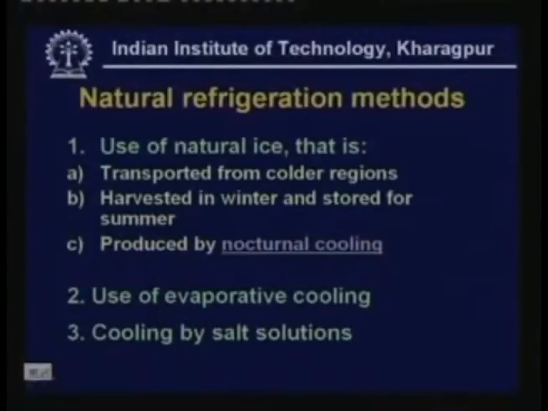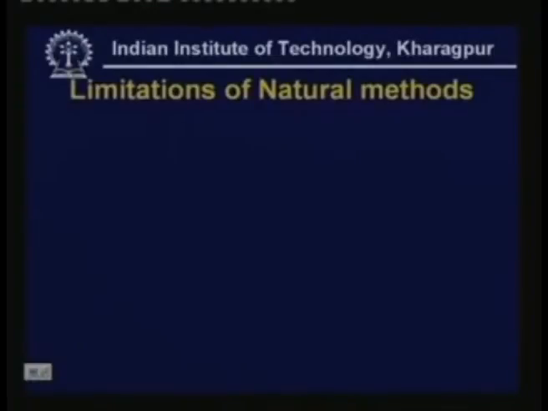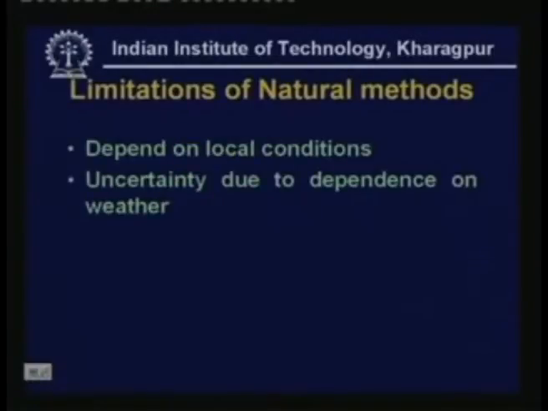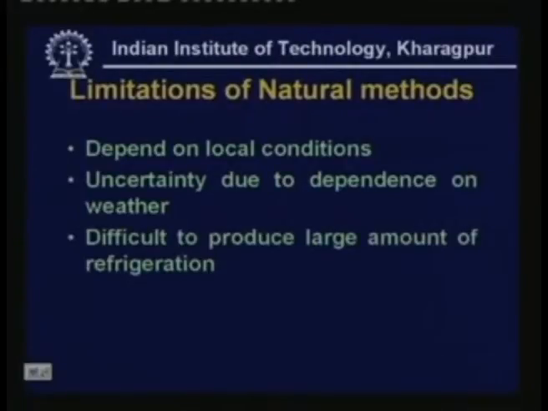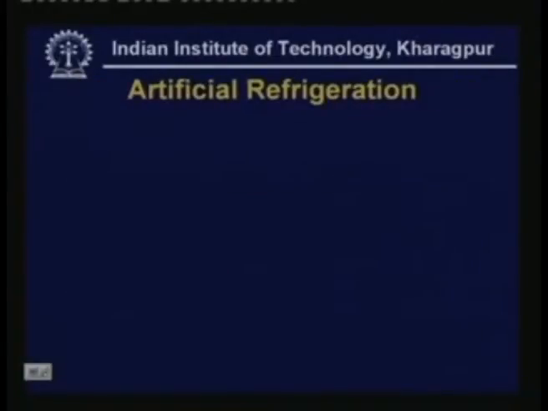So let us summarize the limitations of natural methods. The first limitation is that they depend on local conditions, and they are uncertain due to dependence on weather. It's difficult to produce a large amount of refrigeration using any of these natural methods, and they were not really available to everybody. So these are the main problems with natural methods. Hence people have tried to produce refrigeration artificially. So let us look at artificial refrigeration methods.